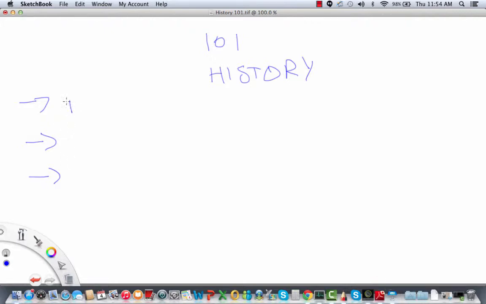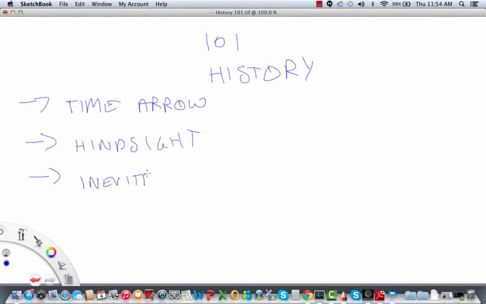So, the concepts I'm going to introduce you to are one called the time arrow, which is a way of thinking about how time works. The other is called hindsight, which is how we tend to think of the past, but it can lead to problems to do with analysis. And finally, a concept that historians don't really like, which is inevitability. Inevitable, things that are inevitable. And we'll talk about how and why that is. See what I did there? I said how and why again. All right. First, the time arrow.